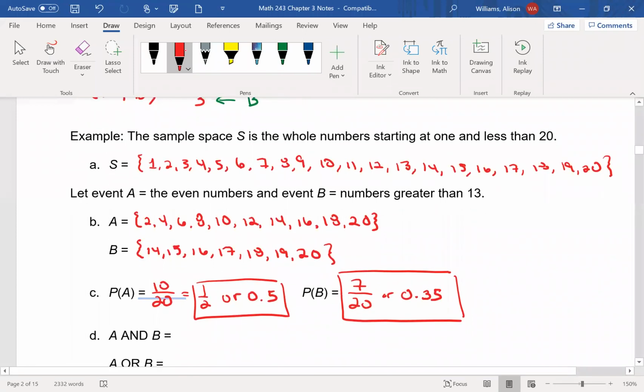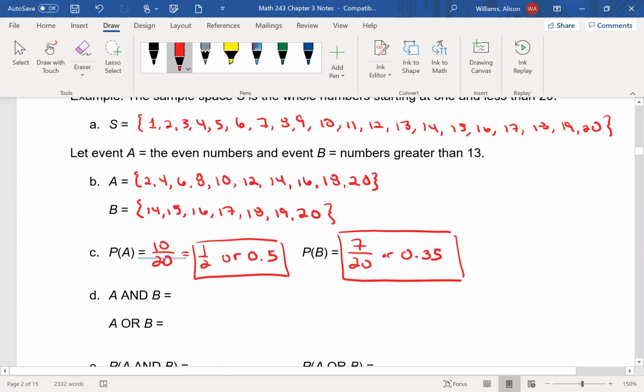A and B. So now we're looking for things they have in common. That's what and is, right? And what they have in common. So it looks like we're not going to even start till we get to 14, right? So 14, 16, 18, 20, because it's just even numbers when we're talking about A.